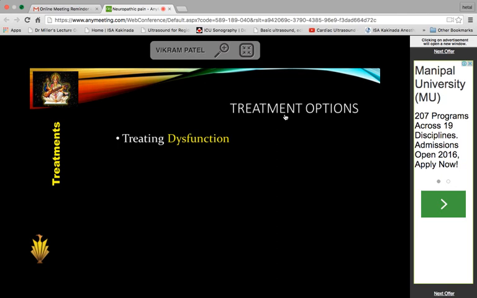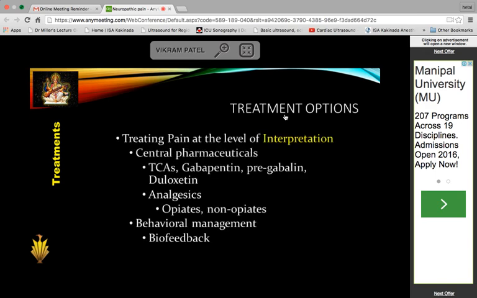So when we treat the central levels, at the interpretation level, we can treat the pain with pharmaceuticals.